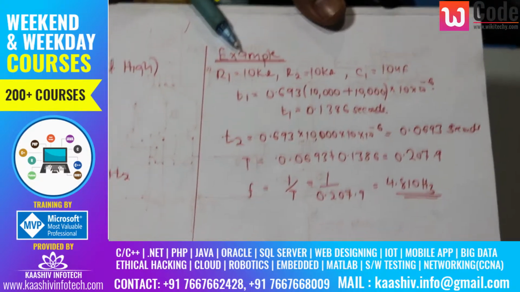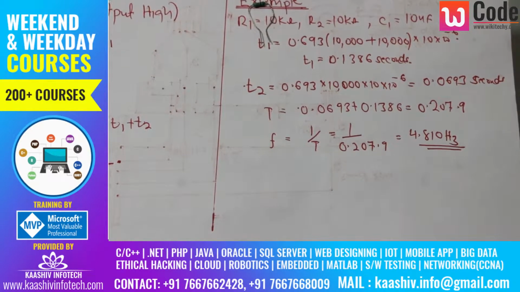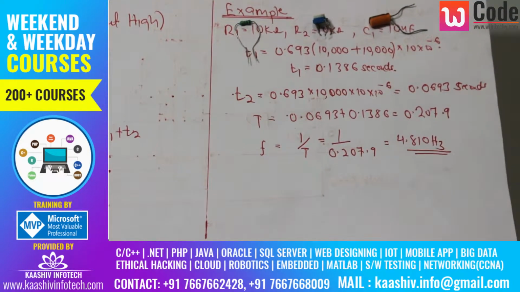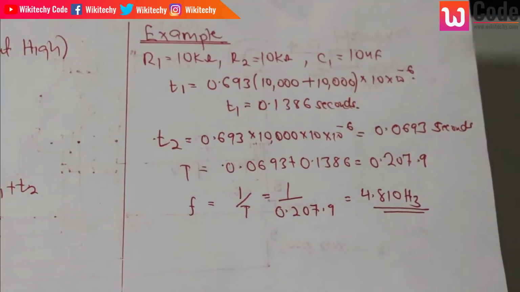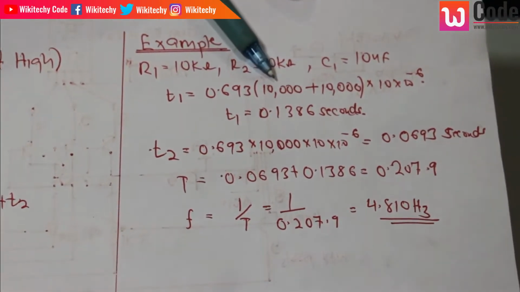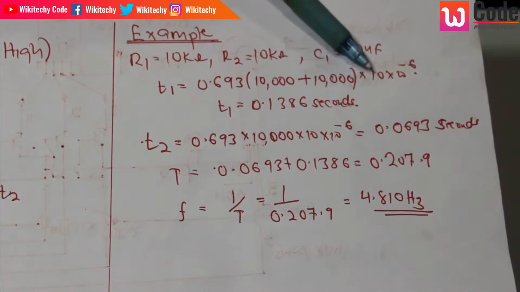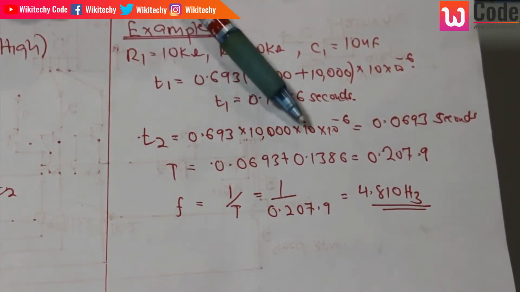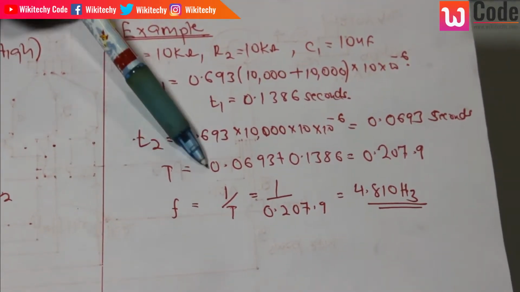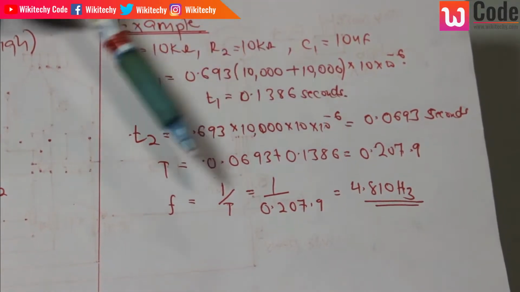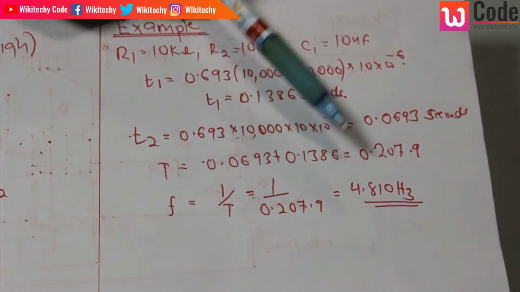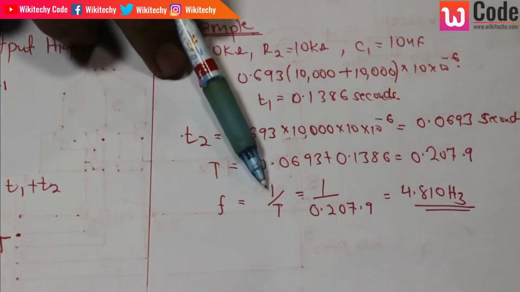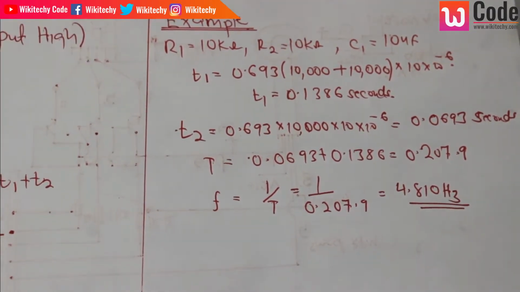And here is the example I'm going to show. I have a 10 kilo ohm resistor, another 10 kilo ohm resistor, and a 10 microfarad capacitor. T1 is equal to 0.693 into 10 kilo ohm plus 10 kilo ohm into 10 microfarad. And T2 is equal to 0.693 into R2, 10 kilo ohm, into 10 microfarad. The total time is T1 plus T2, and the frequency F is equal to 1 by T, which comes to 4.810 hertz. So this is my frequency. If you want to change the frequency, change the values of the resistors and capacitors, and automatically you are able to do it.